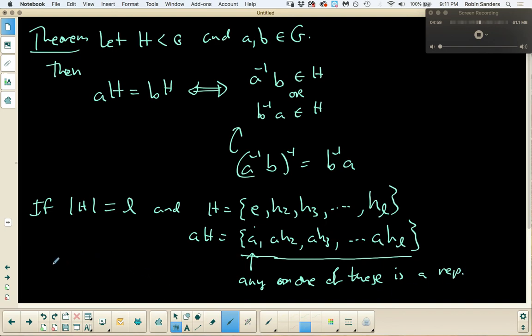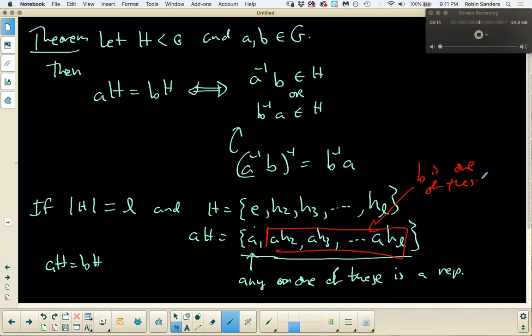So if we have AH equal to BH, what that basically means is that B is one of these guys. And so if we actually start writing out the specific elements of a left coset, it doesn't matter which one we pick for the representative. And that should be enough for this particular video.